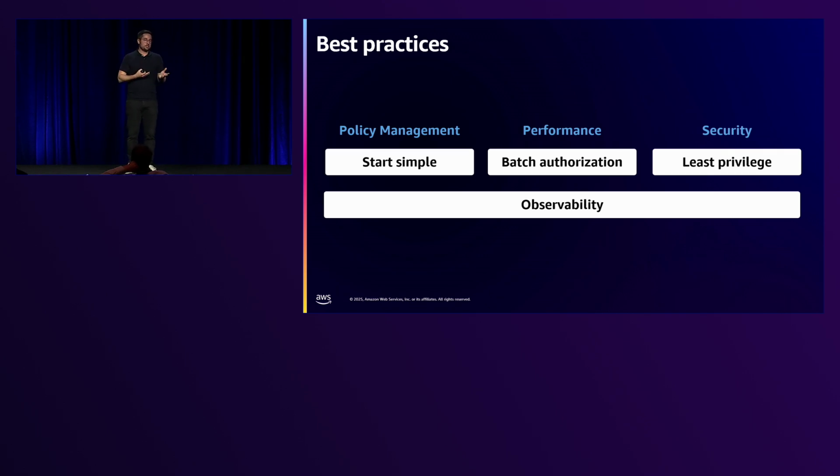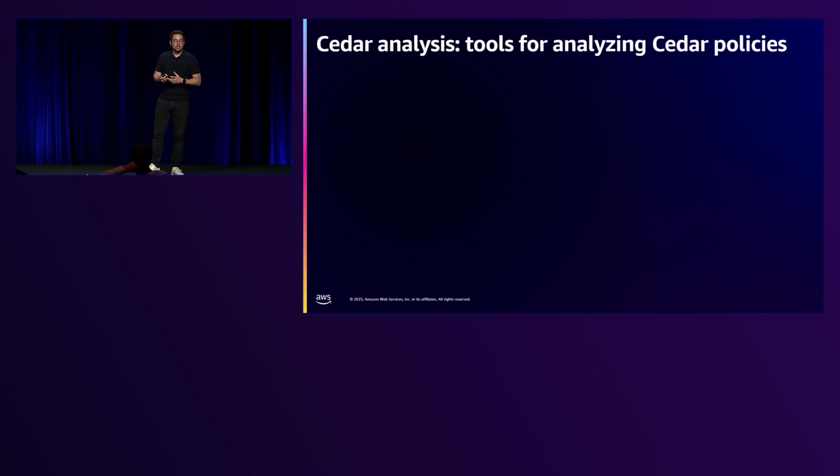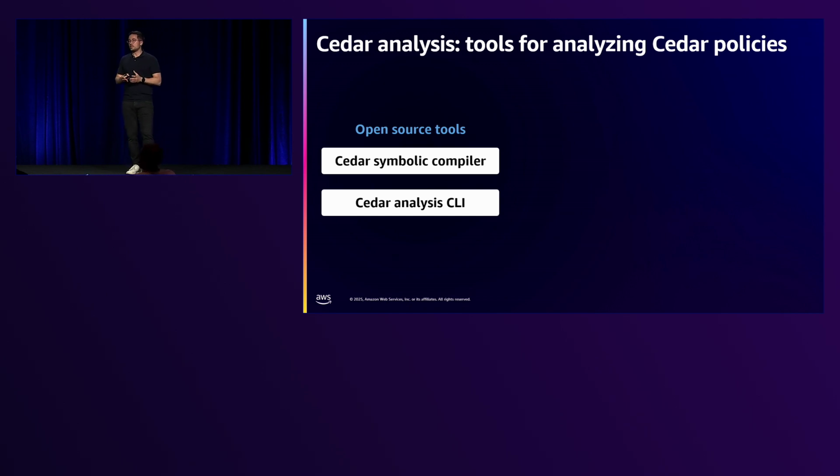Least privilege is a journey, and customers have asked us to help them on this journey to least privilege and to make it easier, also when it comes to Verified Permissions. We also released tools for analyzing Cedar policies that make it easier for you to see what a change in your policies would look like and what the effects would be. So what we released are open source tools: the Cedar symbolic compiler, which allows you to represent Cedar policies as mathematical formulas that you can then analyze rigorously to see what they do. And we also have the Cedar analysis CLI, which demos what you can do with this Cedar symbolic compiler in order to answer common questions.